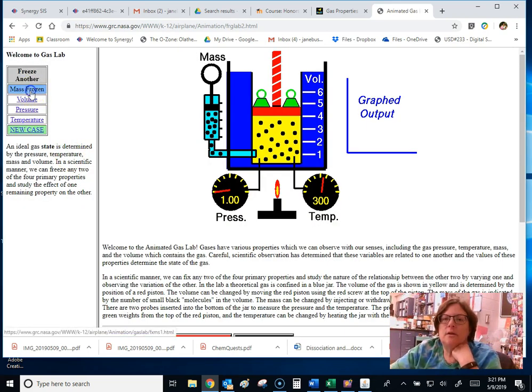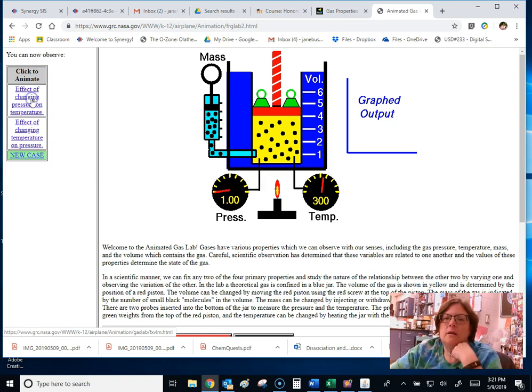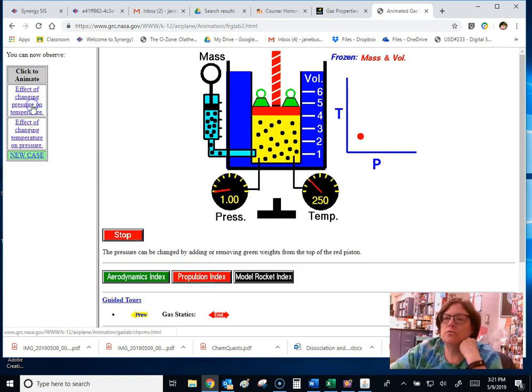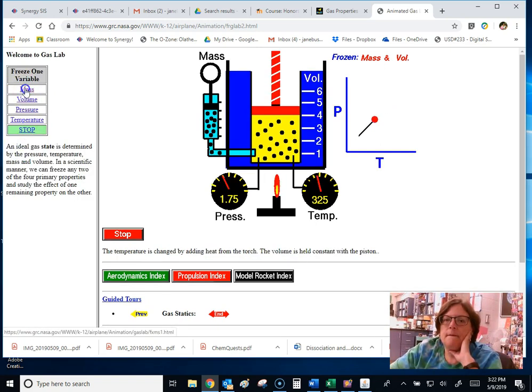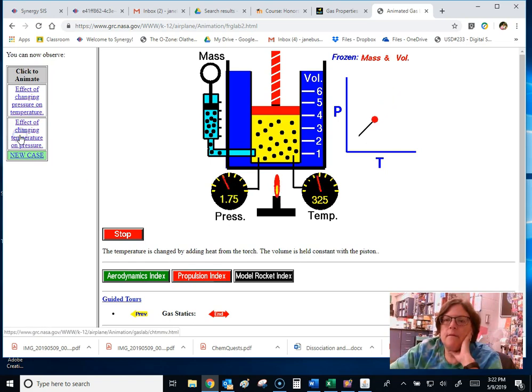For Gay-Lussac's law, we need to keep mass constant and volume constant. So now we can look at the effect of changing pressure. So here the pressure is going up. What happens when the pressure increases? The temperature increases. Here, in this example, new case. Now, what happens when the pressure increases? Temperature increases. So you can see it's a very simple relationship.